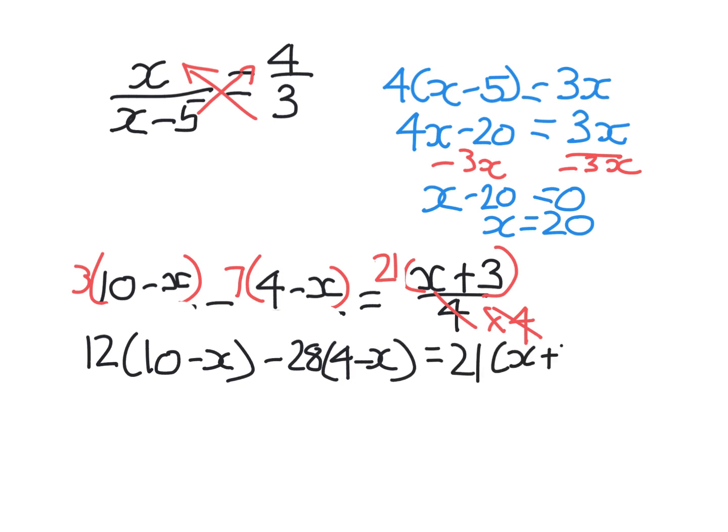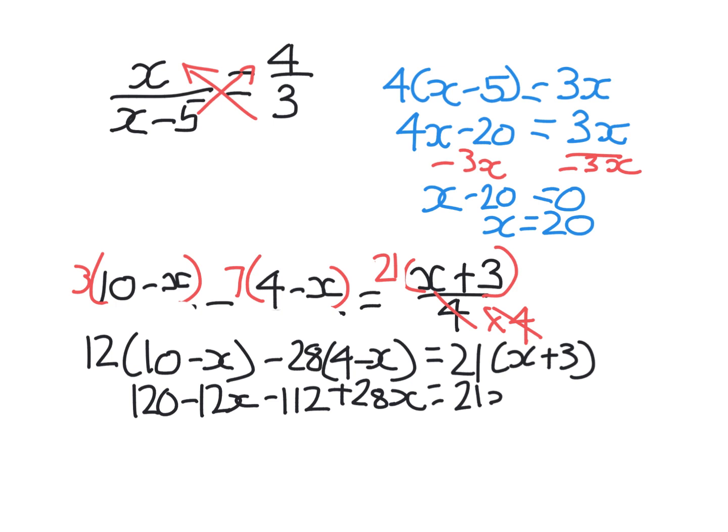Okay. We've got rid of the fractions, but now we have brackets. We need to get rid of them. We do that by expanding. So I go 12 times 10, 12 times negative x. Negative 28 by 4, negative 28 by negative x. Negative times a negative is a positive. And I'm going to expand the brackets on the right-hand side as well.